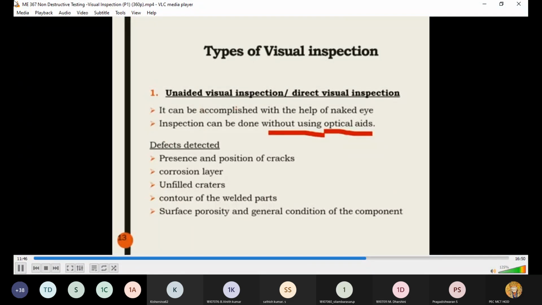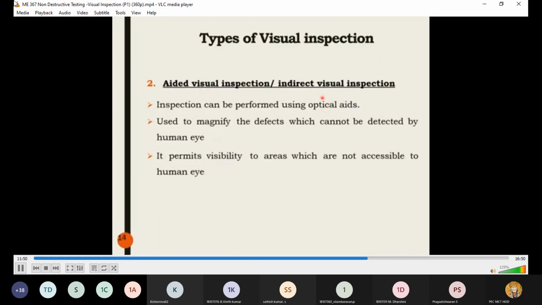The second one is aided visual inspection, or indirect visual inspection. Here the inspection can be performed using optical aids. So this is very, very important. Optical aids can be used to magnify the defects which cannot be detected by the human eye. The human eye has certain limitations. So we use optical aids in order to magnify and find the extent of the defects in a particular material.